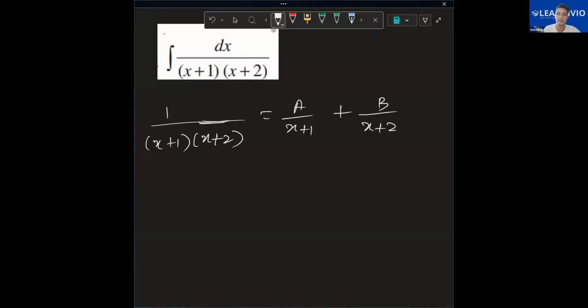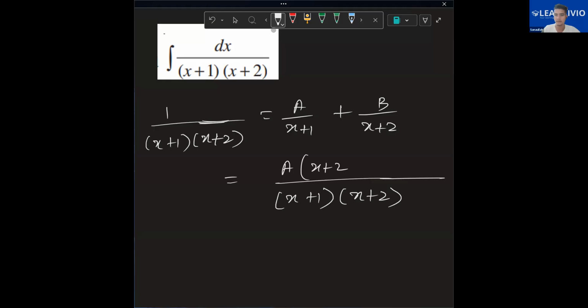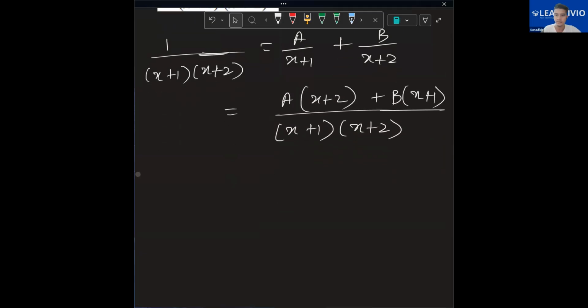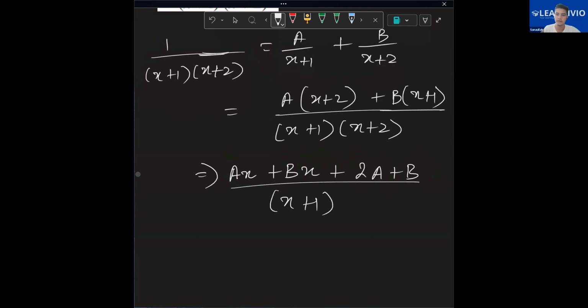ठीक है, ऐसे मैं assume करूंगा. Then I will solve in the RHS. I will keep my left hand side as it is, and I will solve in the RHS. That is going to give you x plus 1 plus x plus 2. And for A, you will have x plus of 2. And for B, you will have x plus of 1. Okay. So after this, you will get ax plus bx plus 2a plus b. And in denominator, you have x plus of 1 and x plus of 2.